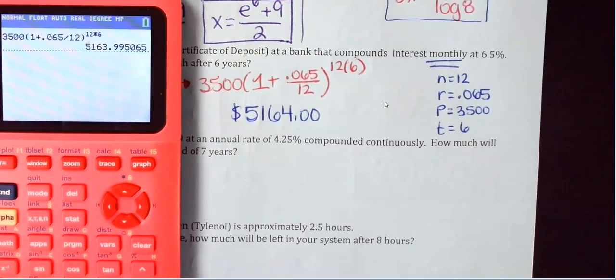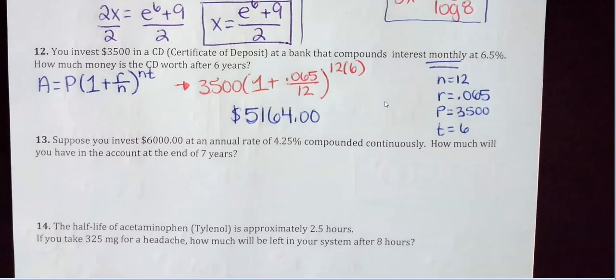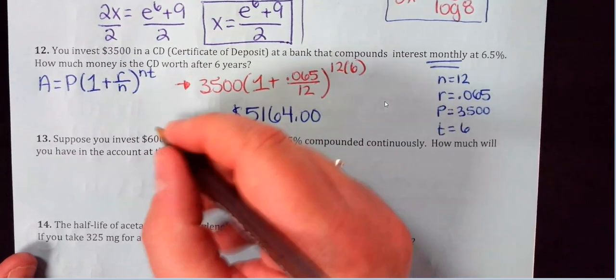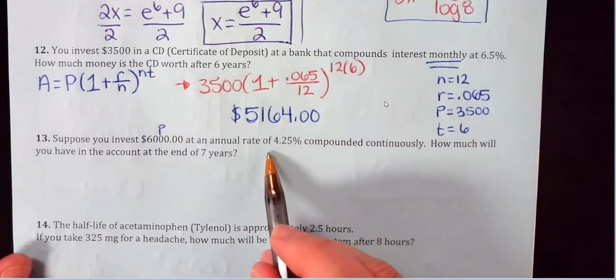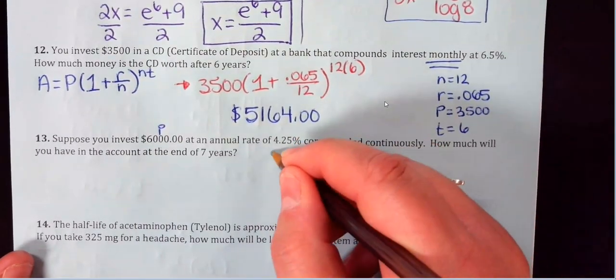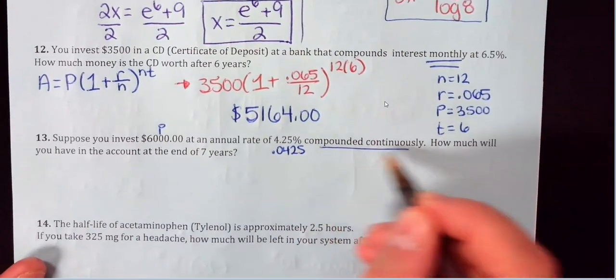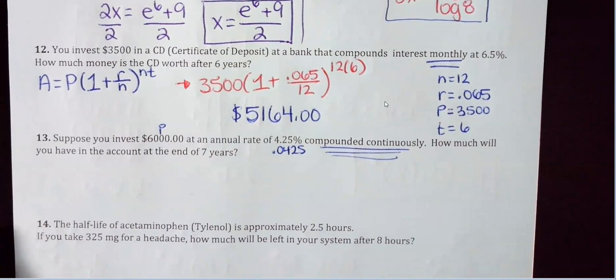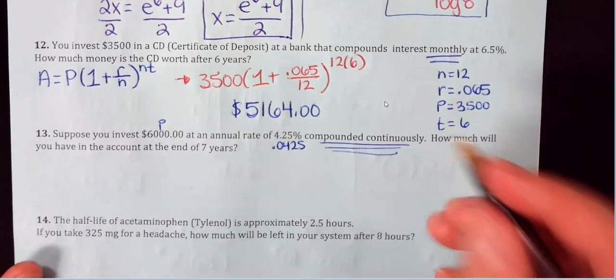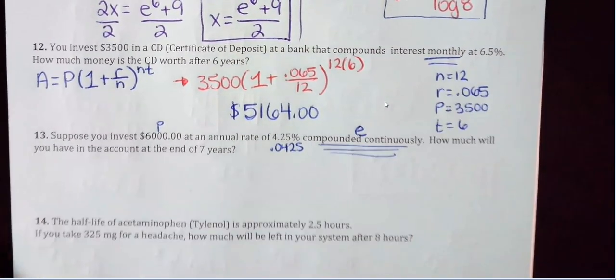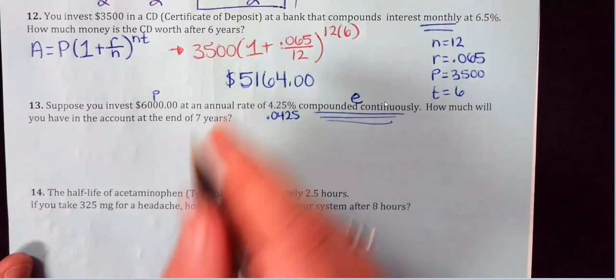So that's your compound interest formula if it gives you monthly, weekly, daily, something like that, a specific amount of time. The other formula we're going to use in number 13 here. It says you invested $6,000, that's going to be your principal, at annual interest rate 4.25%, so 0.0425. Now, this is where I'm going to get a different formula. If you have compounded continuously, I want you to think of e. And how much will we have after 7 years?